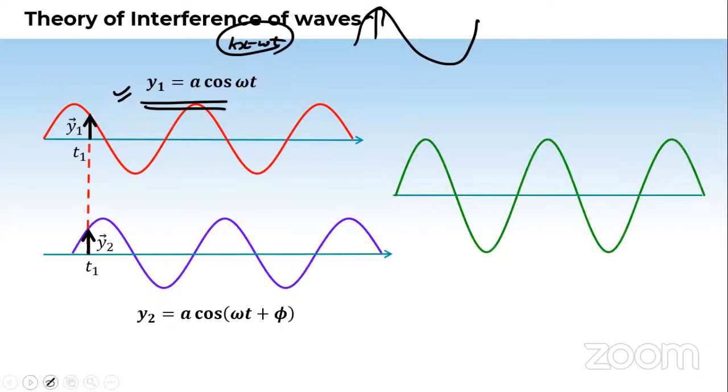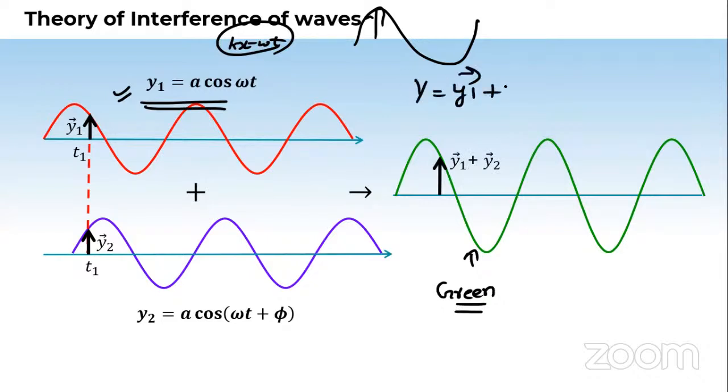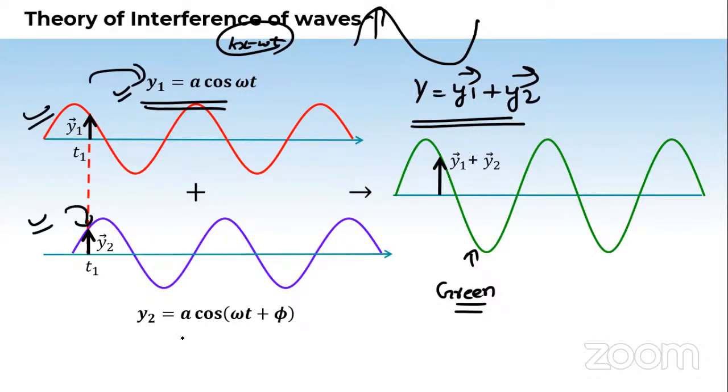When we add these, the net wave on the right-hand side is shown by this green color, and it is given by y equals y1 plus y2. This is the general equation of interference of two waves. Suppose we have one wave vibration like this and a second wave vibration like this. We have to assume them to be of the same wave. Take this equation as a wave equation, not as a vibration. So when these two waves interfere, we get y equals y1 plus y2.